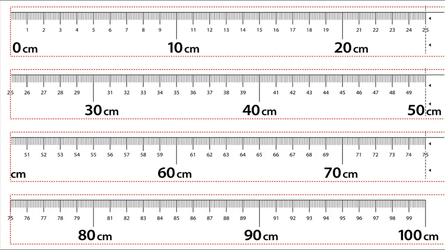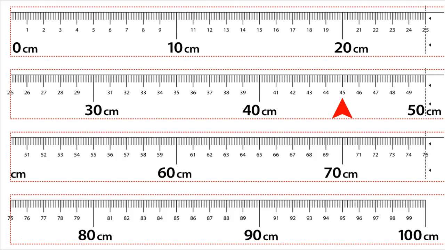Okay, so the first thing we're going to do is kind of the same thing as we did in the last lesson, except this time you're going to tell me what is 10 less than the number that I tell you. So 30 is where we're going to start. And you need to tell me what is 10 less than 30. So 30 minus 10. Did you say 20? If you did, good job. 20 is 10 less than 30.